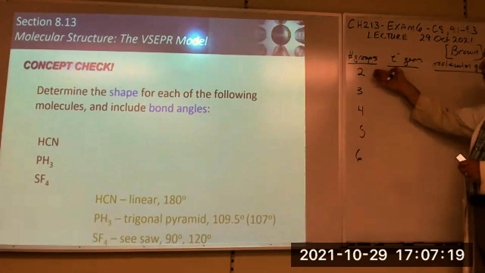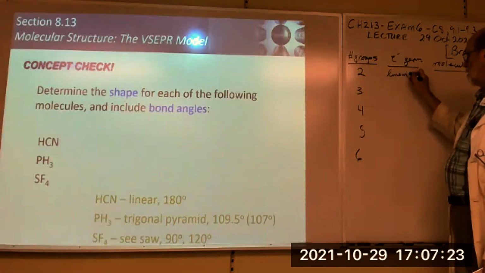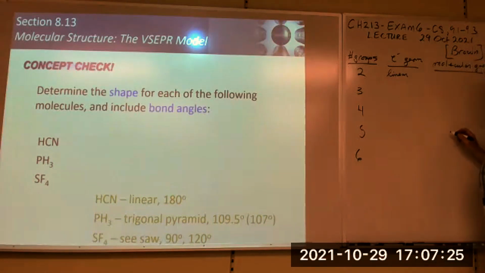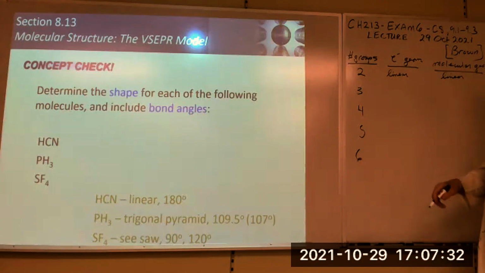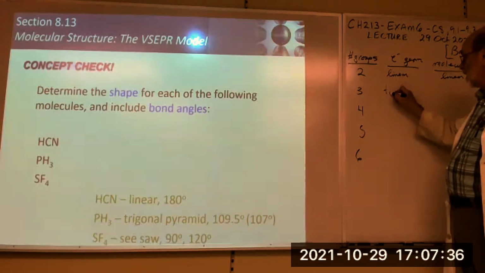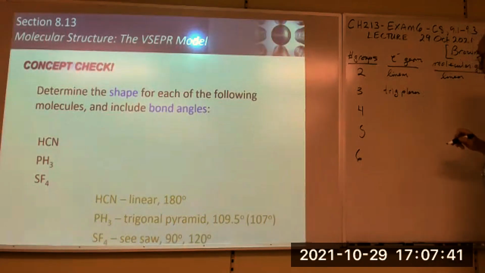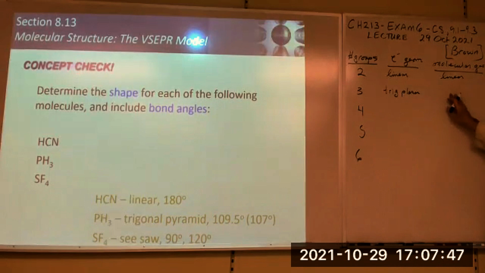If you have 2, it's going to be linear. If you cover up any lone pairs, maybe a lone pair on one side, a lone pair on the other, it's still going to be linear. There's no way around that. If you have 3, then the electronic geometry is going to be trigonal planar. If you have no lone pairs, they're all bonding groups, trigonal planar is the geometry. If you have 1, then it's going to be bent.